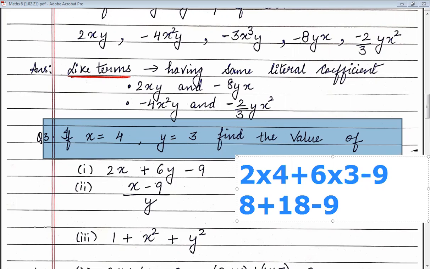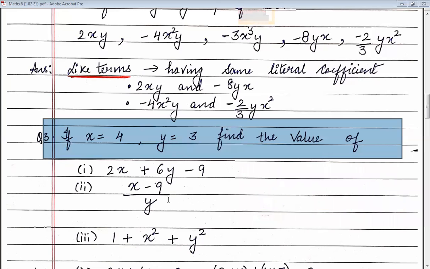Now you have to compute this and whatever you get, that will be your answer. Okay, so you will get 17 as the answer after solving 8 plus 18 minus 9. Is it clear children? This is very easy question. Let's see our second part. What we have to do in the second part?